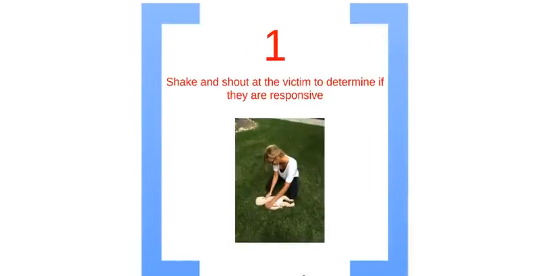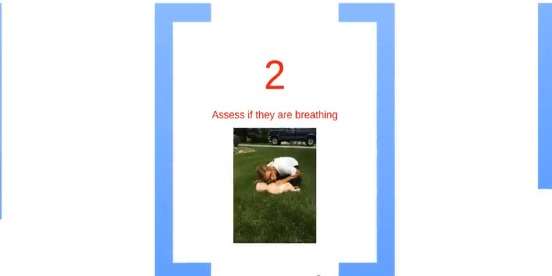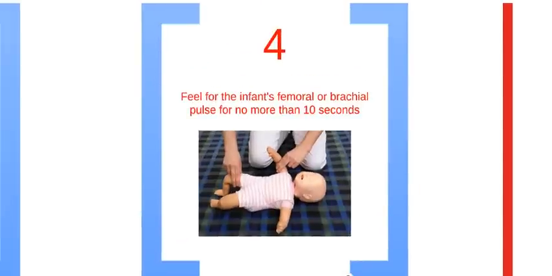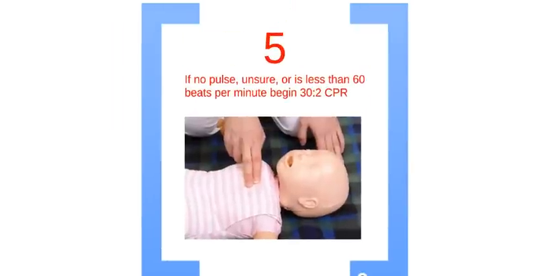Like with children, Step 1 is to shake and shout at the victim to determine if they are responsive. Step 2, assess if they are breathing. If the child is not breathing or responding, yell for help. If someone responds, send him or her to call EMS and to get an AED, in which case you would be doing 2 rescuer basic life support. Assuming no one responds, feel for the infant's femoral or brachial pulse for no more than 10 seconds. Then initiate CPR. Of course, only if there is little to no pulse.